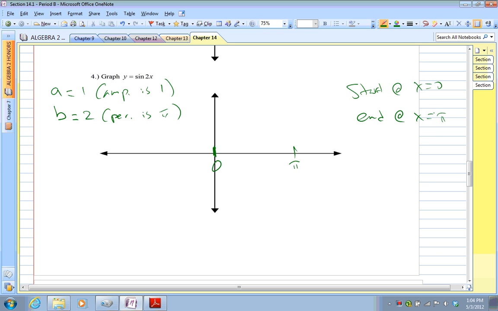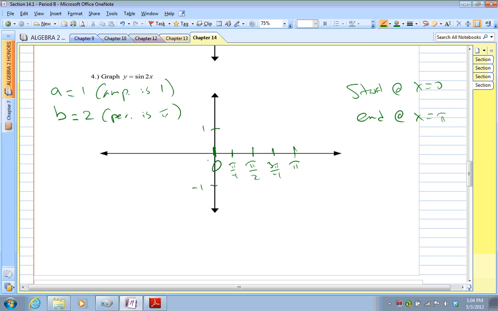So say I have 0 and pi. What's going to be right in the middle? No, pi over 2. Exactly. Because we're always chopping this up in fourths, because there are 4 intervals. So that must be pi over 4. And how about the third point? 3 pi over 4. Exactly. So that's really what I care about.